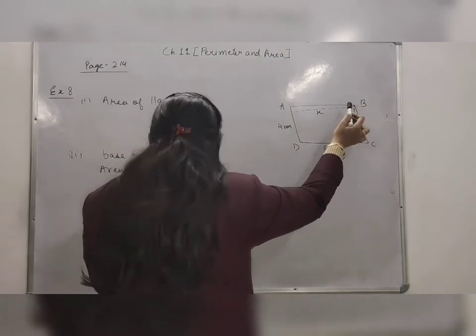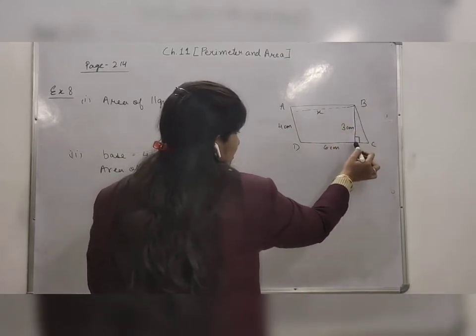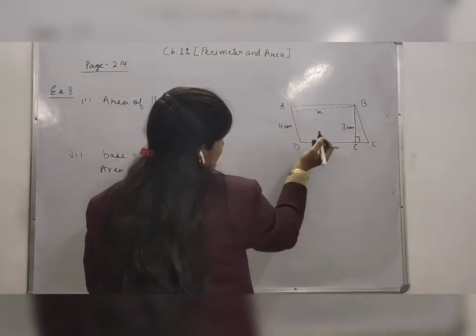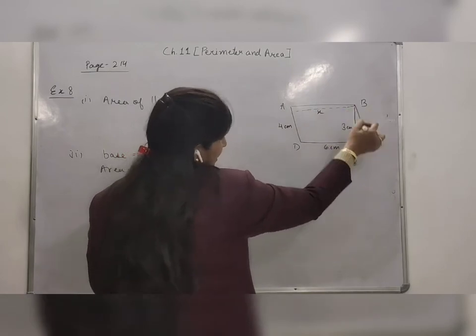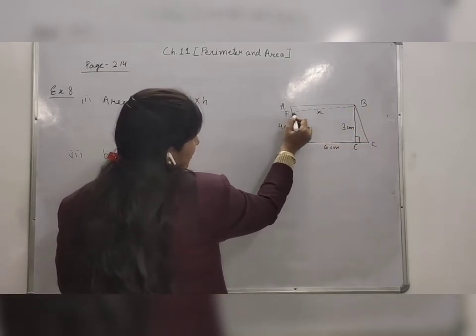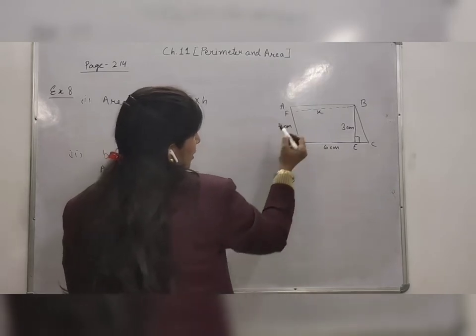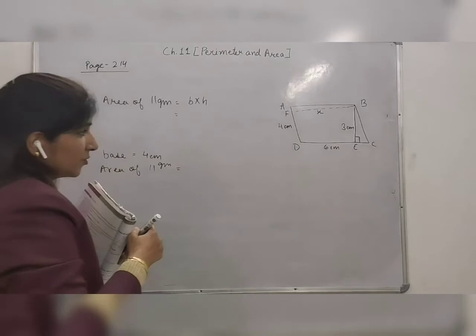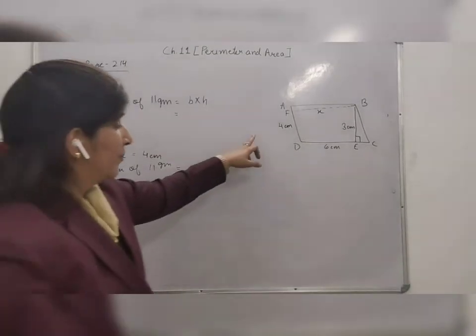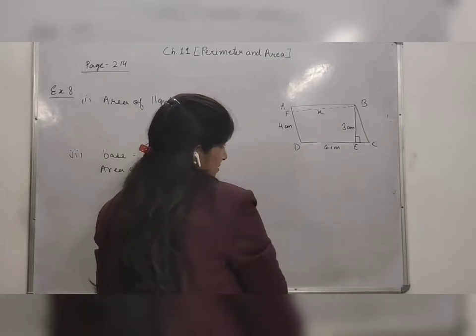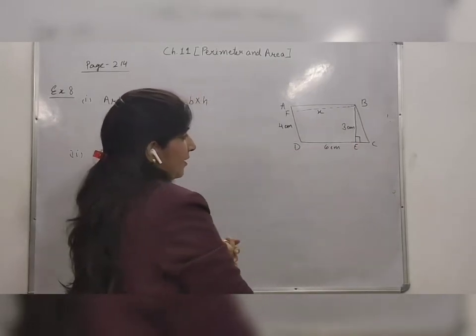Here, BE is one perpendicular on base CD, and BF will be the other perpendicular on the base AD, if we consider AD as the base. So these things are given, both the bases are given, and one height is given if we consider CD as the base. 3 centimeter is the height which is given.